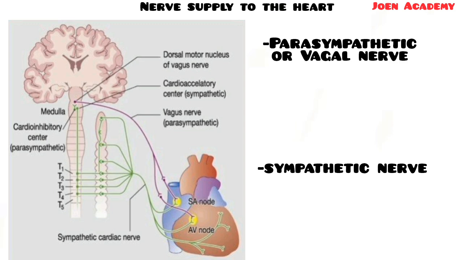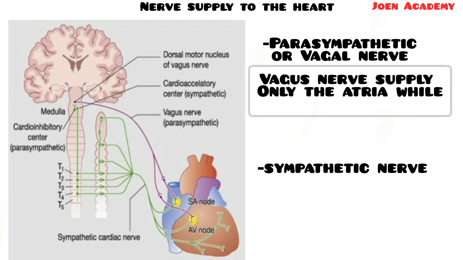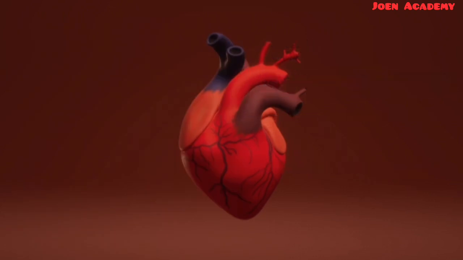In the parasympathetic supply or the vagal supply, the vagus nerve supplies only the atria. The right supplies the SA node, while the left supplies mainly the AV node. Stimulation of the vagus nerve slows the heart.